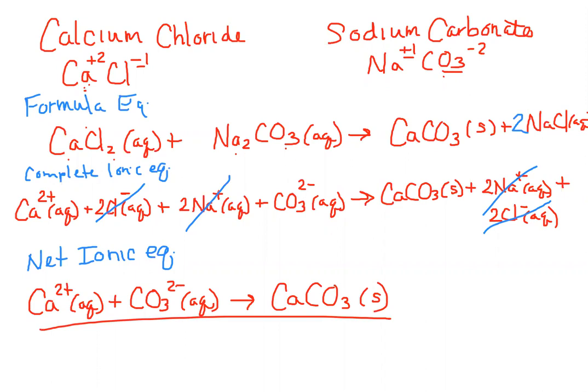So this is what the formula equation looks like. This is what the complete ionic equation looks like. And then this is what the net equation looks like. Okay, let's do the last one that is on your notes. We've got sodium phosphate and aluminum sulfate.